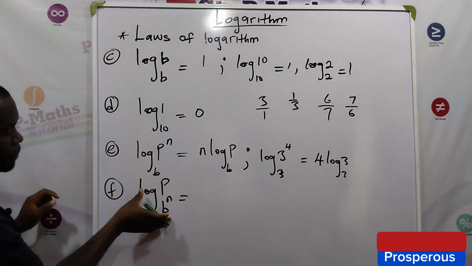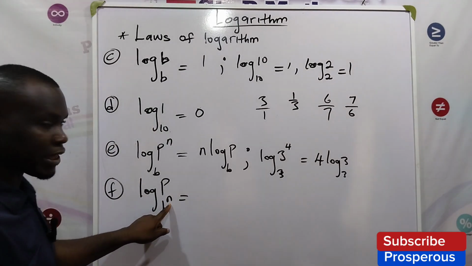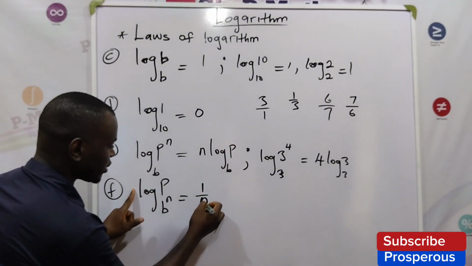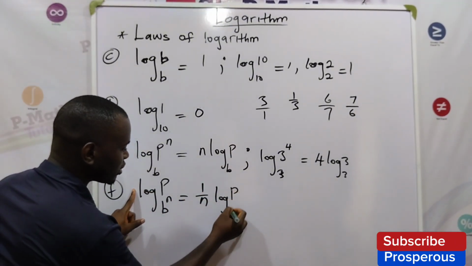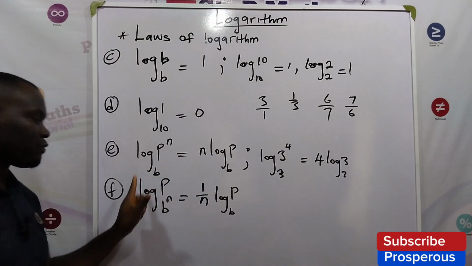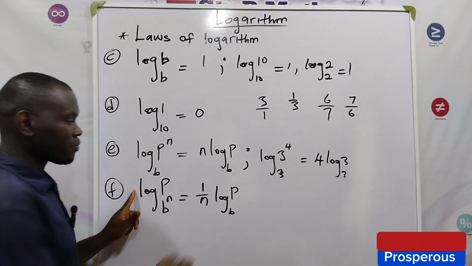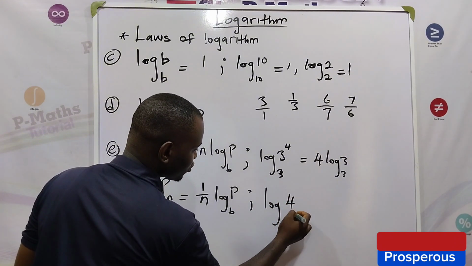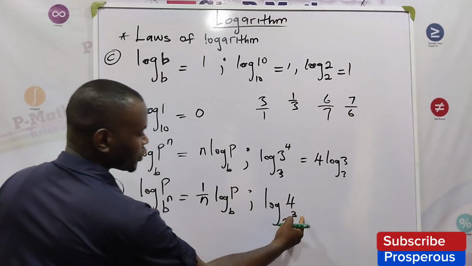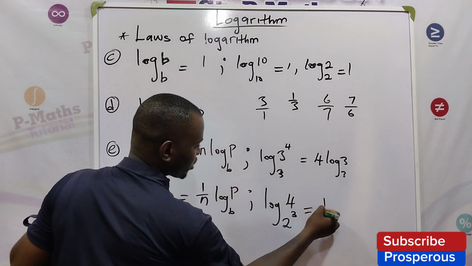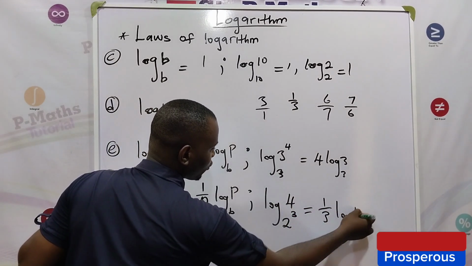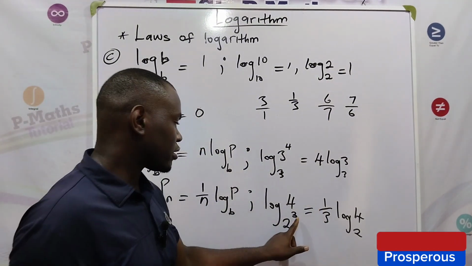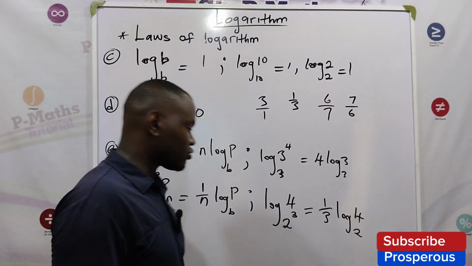All right. So applying that here, the reciprocal of n should be 1 over n. So to the front, I will write 1 over n logarithm of p base b. So this power has come to the front as a reciprocal. Look at this example. Logarithm of 4 to base 2 raised to power 3. 3 can come to the front and become 1 over 3 logarithm of 4 to base 2. So this power here came to the front as its reciprocal.